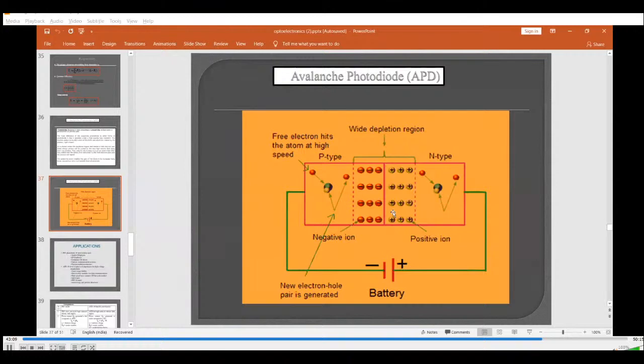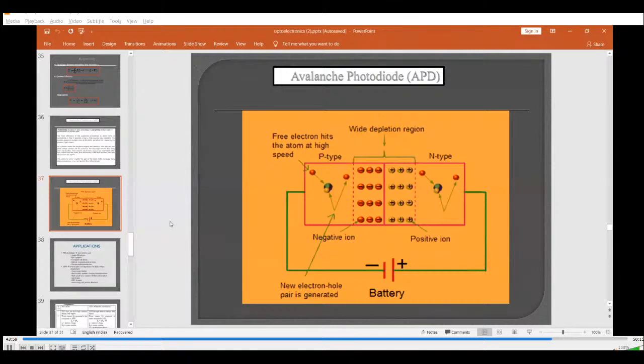Most of the incident light passes into this intrinsic region through the thin P plus, that is, the heavily doped P region, and electron hole pairs are generated in the intrinsic region. Under reverse bias, most of the applied voltage drops across the PN junction. With the increase in reverse bias, the depletion region across this junction becomes very high and the junction approaches the breakdown condition. So what is this breakdown condition? This is the avalanche breakdown mechanism. In the depletion region, avalanche breakdown takes place.